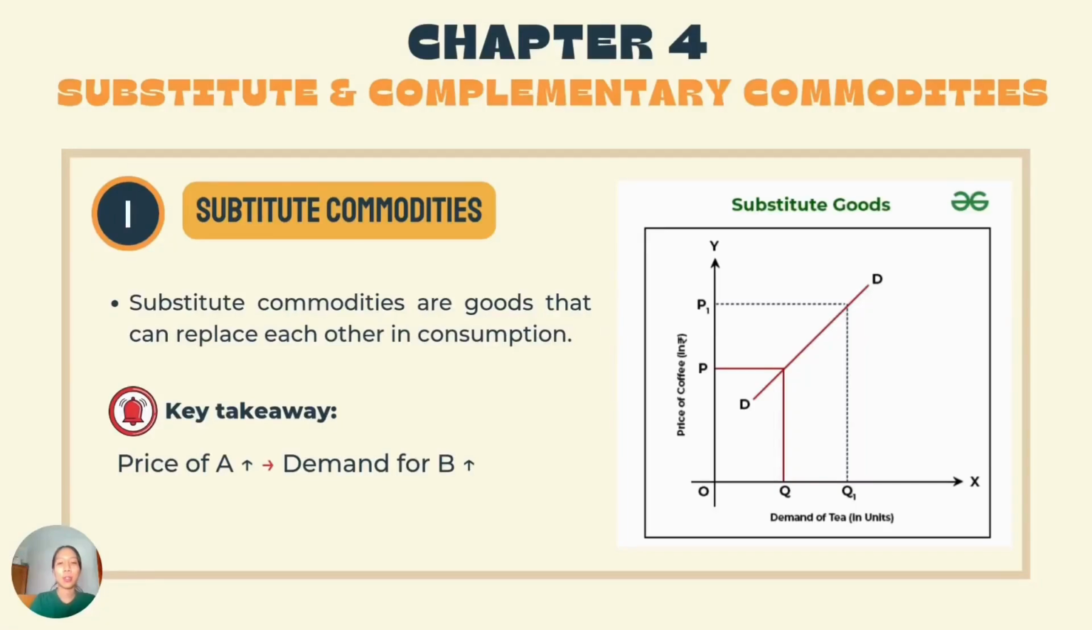First of all, let's go to chapter 4 together, which is the substitute and complementary commodities. So first of all, what is substitute commodities? They are the goods that can replace each other in the consumption.